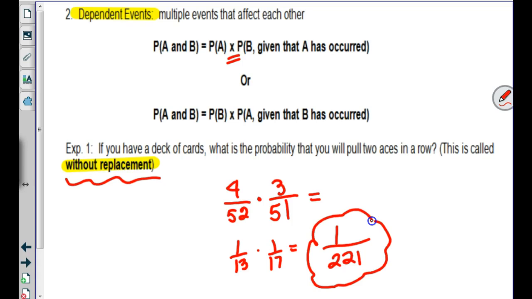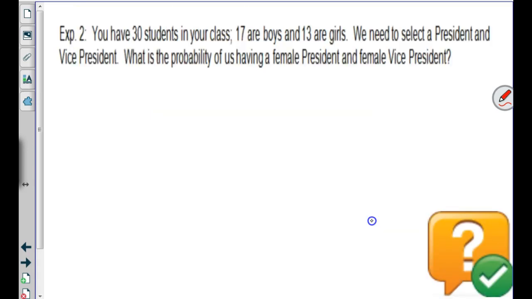Any questions on how we did that? All right. Example 2 says if we have 30 students in class and 17 are boys and 13 are girls, we're going to pick a president and a vice president. So they can't be the same person. What is the probability of having a female president and a female vice president?